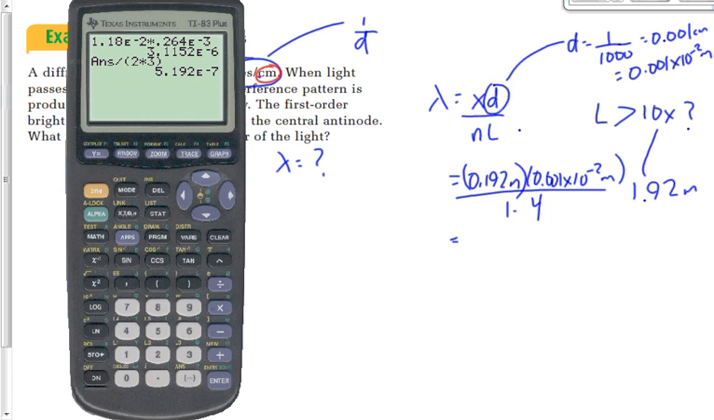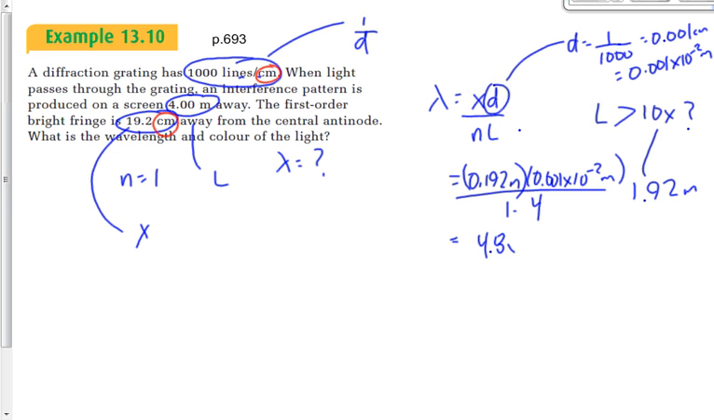We got 0.192 times 0.001 times 10 to the minus 2 divided by 4. 4.8 times 10 to the minus 7. If you get a value for lambda that's 10 to the minus 7, in all likelihood, you've done it right.